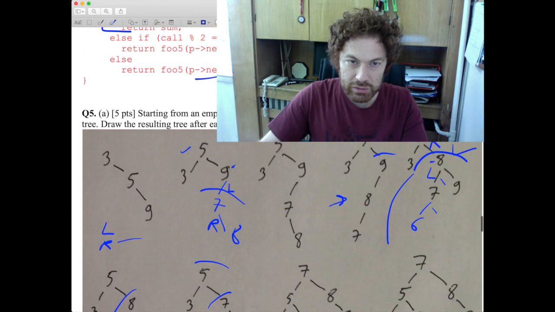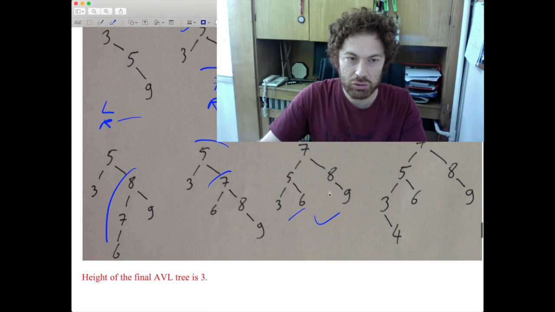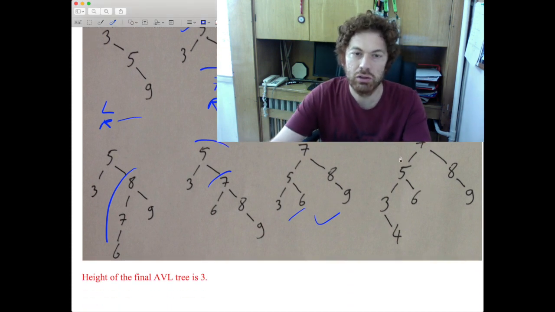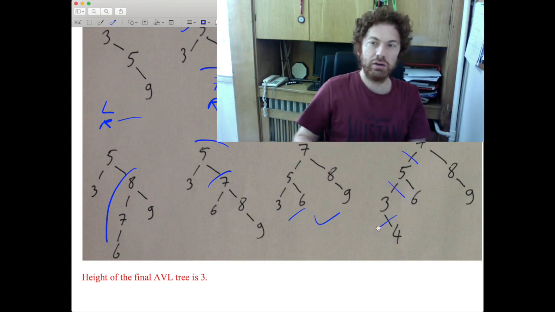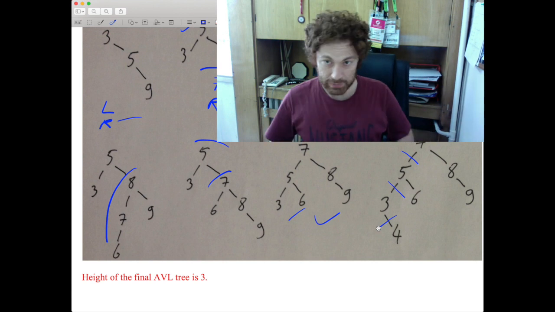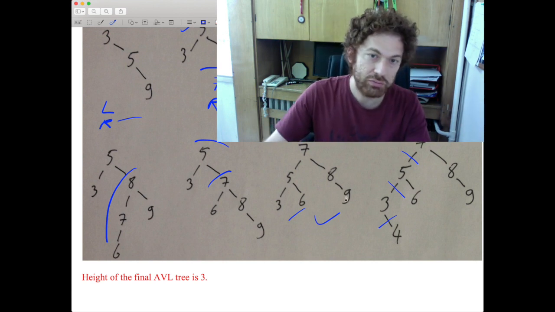And then finally comes the 4, which doesn't hurt my system. I just add it here. All the heights are good. And the height of the final tree is 3, because the definition of height is the length of a longest path from root to a leaf.